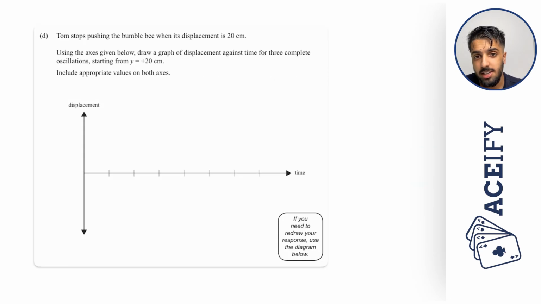Tom stops pushing the bumblebee when its displacement is 20 centimeters. Using the axis below, draw a graph of displacement against time for 3 complete oscillations, starting from y equal to plus 20 centimeters. Okay, because he has stopped pushing the bumblebee, this is going to be an example of damping, because energy is now being lost to heat and friction.